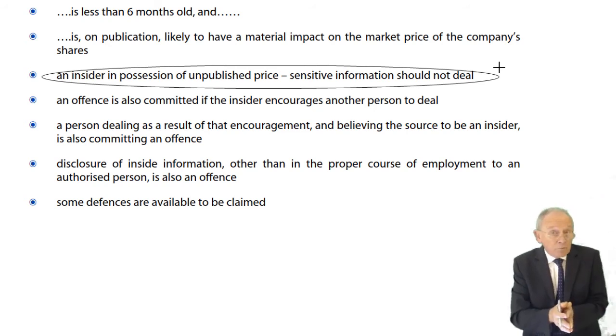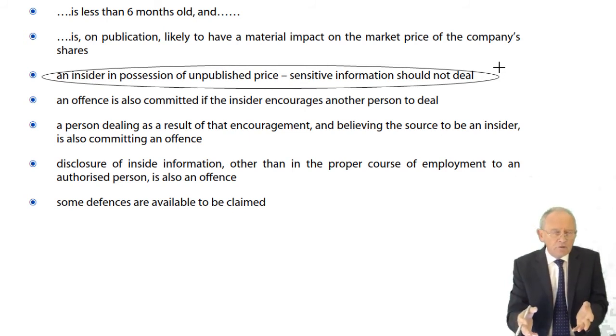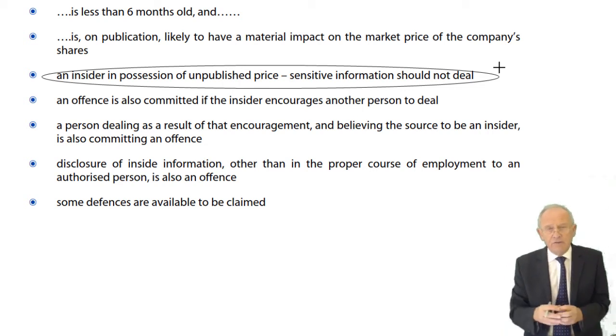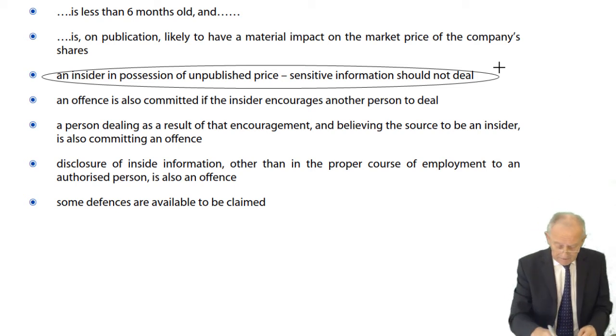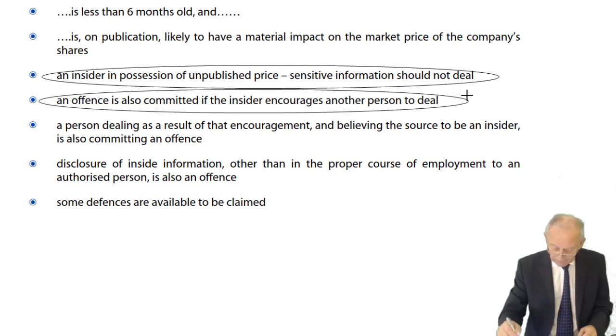The information is published in the public domain. There's a lot of transparency involved in companies, price-quoted companies, giving information at the earliest possible opportunity into the public domain so that the risk of someone gaining an unfair advantage is minimized insofar as it is available to be minimized. An offence is also committed if the insider encourages another person to deal.